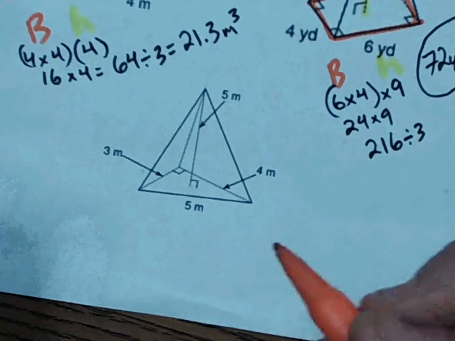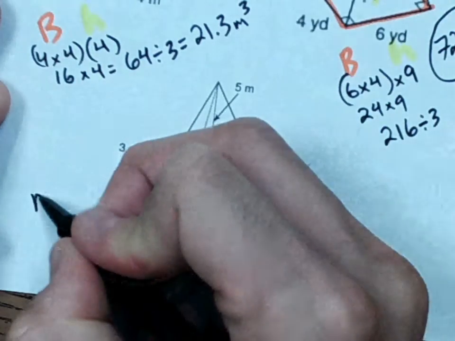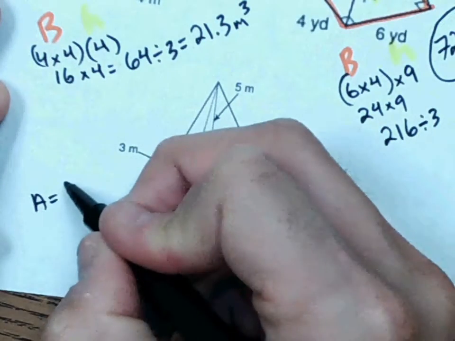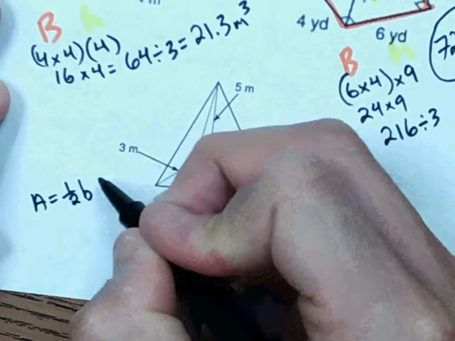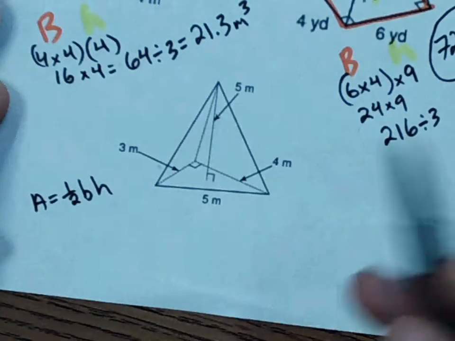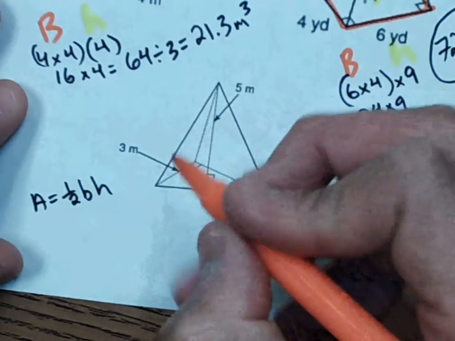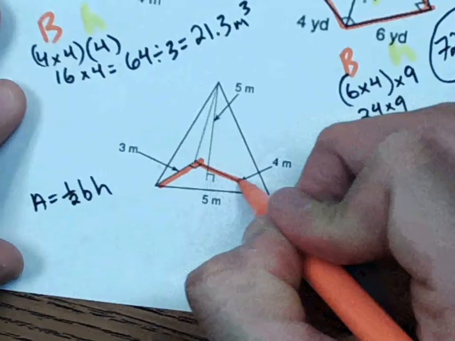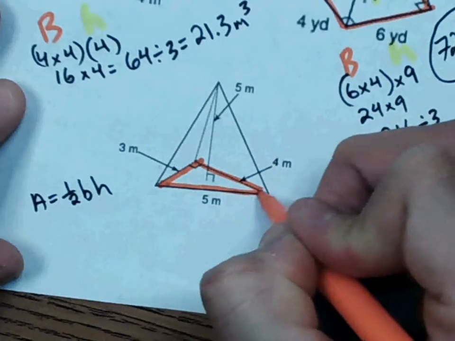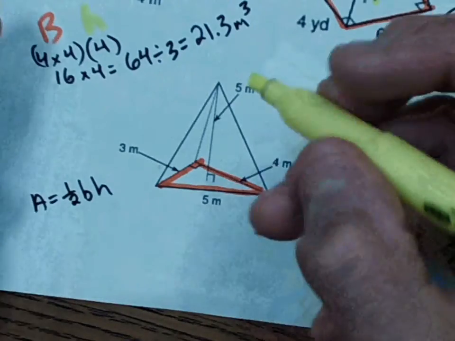So before we do anything, let's go ahead and write down our formula for area of a triangle. So that's 1/2 base times height, or base times height divided by 2. That's going to be for the triangle. Alright, so let's outline the base of our triangle, or the base of our pyramid. Okay, and then I'm going to highlight the height of the pyramid.